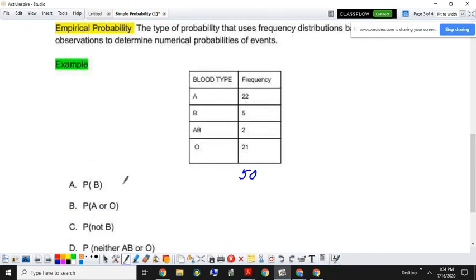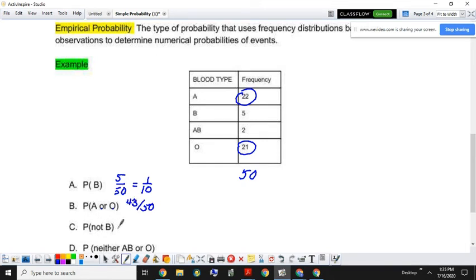So the probability of getting blood type B is 5 out of 50, and then you simplify it to 1 out of 10. Probability of A or O, so you could have either. You just add the two together, A and O, and you get 43 out of 50. That we cannot simplify.